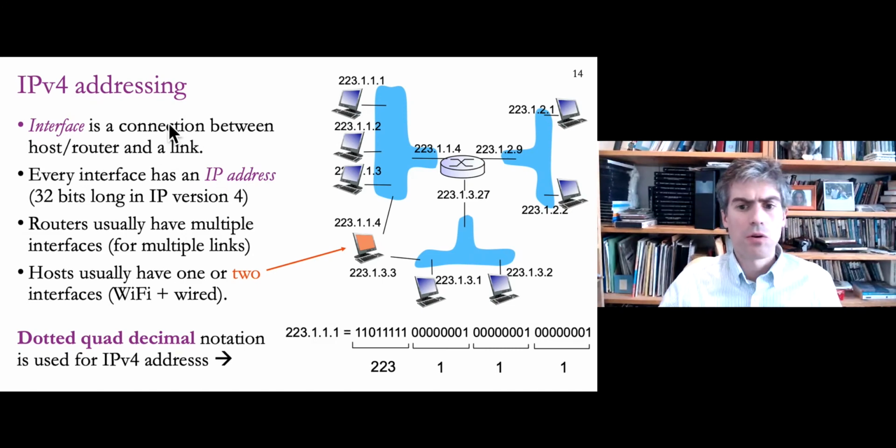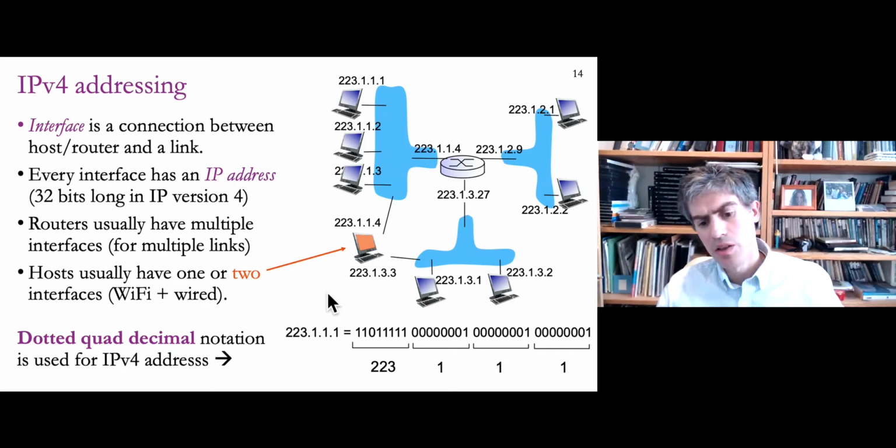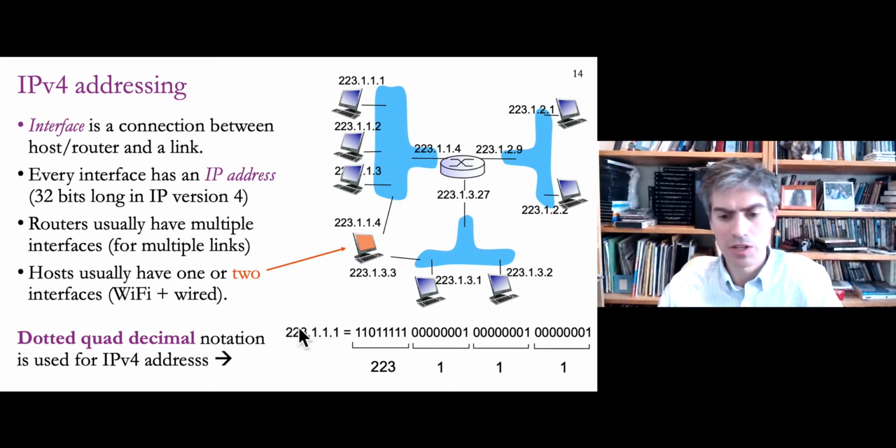So with IP version 4, we have IP addresses, which are 32-bit numbers that are expressed in dotted quad decimal notation, like something dot something dot something dot something. And the numbers between the dots are decimal numbers between 0 and 255. So they correspond to 8 bits each. So there are 4 of them. So 4 times 8 is 32. So that's the 32-bit number.